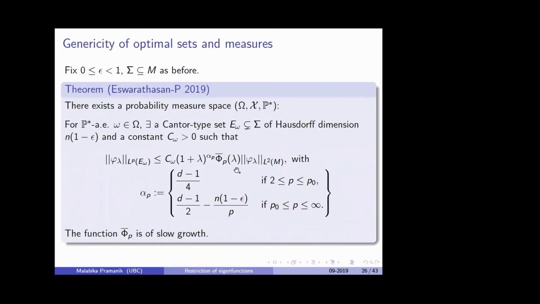Alpha p has a two-part description that is completely aligned with the earlier work of Sogge and Burq, Gerard, Tzvetkov, and Hu. Namely, alpha p is the constant d minus 1 over 4 in the range of p between 2 through p naught, provided p naught is larger than 2, and it varies linearly in 1 over p beyond p naught, reaching d minus 1 over 2 at p equals infinity.